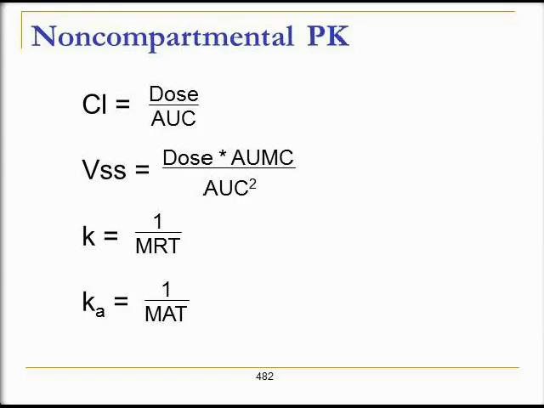You can calculate a clearance, which is dose over AUC, a volume, which is dose times AUMC over AUC squared. You can calculate a K, which is 1 over the mean residence time, and also an absorption rate constant, or Ka, which is 1 over the mean absorption time. So it's a very functional methodology in order to calculate pharmacokinetic parameters.